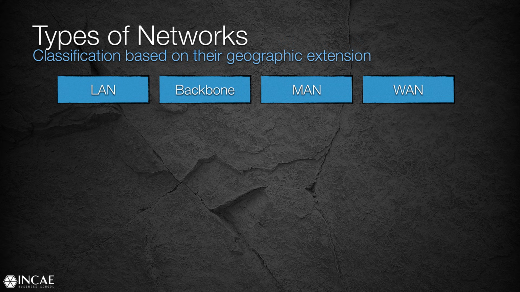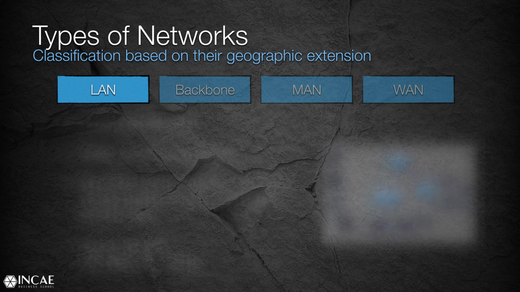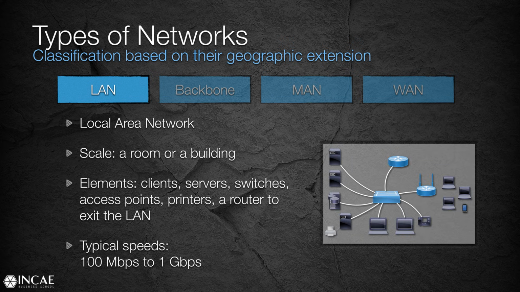A final topic I want to address on this video is the type of networks we can talk about based on their geographic extension. And what I mean by geographic extension is going to become clear as we go through the examples. I'm going to be talking about local area networks, backbone networks, metropolitan area networks, and wide area networks. So let's start with the local area network, which is the one we've been talking about since earlier in the video. A local area network is going to occupy the space of a room or a building.